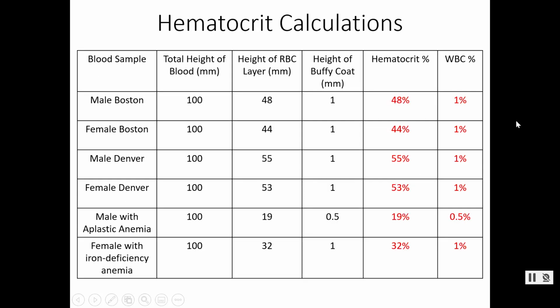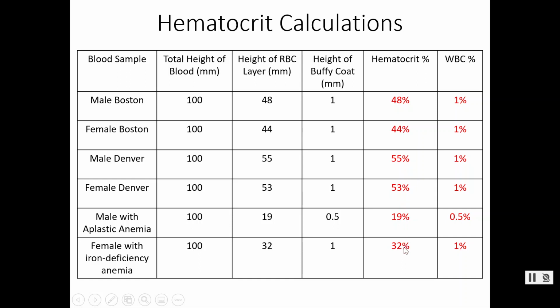Okay, so this should have been fairly easy. Every total height was 100, which always makes everybody's lives easier. Your height of your red blood cells, and then you've got your height of your buffy coat, and most of these are pretty easy as well. So what is your percent hematocrit? It's your red blood cells over your total blood volume, or your total blood height, I should say. So 48 over 100 is 48%. 44 over 100 is 44%. Okay, so 55%. And we just go down the line.